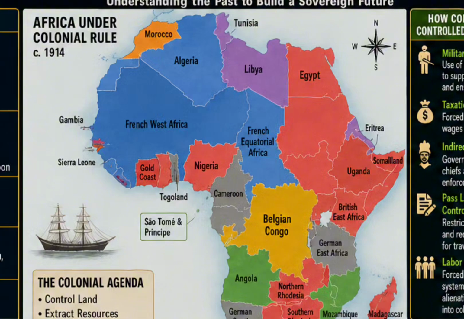Some argue that colonialism left positive legacies such as infrastructure, education, and administration. However, these were designed for extraction rather than integration. Infrastructure linked resources to ports. Education produced clerks instead of innovators. And the administrative system focused on control rather than development.